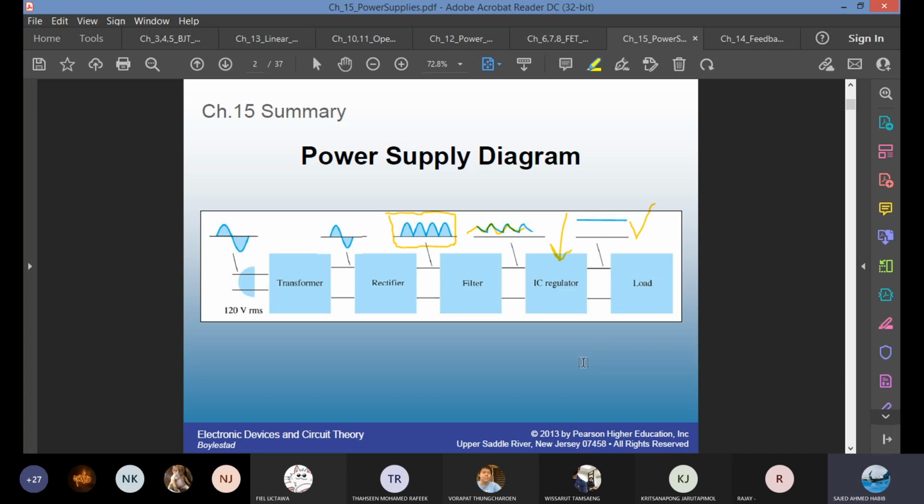A good power supply regulates the voltage in such a way that if there is a disturbance on the source side, or if there's a problem at the load side, it will still try to keep the output voltage constant. That's a good power supply.